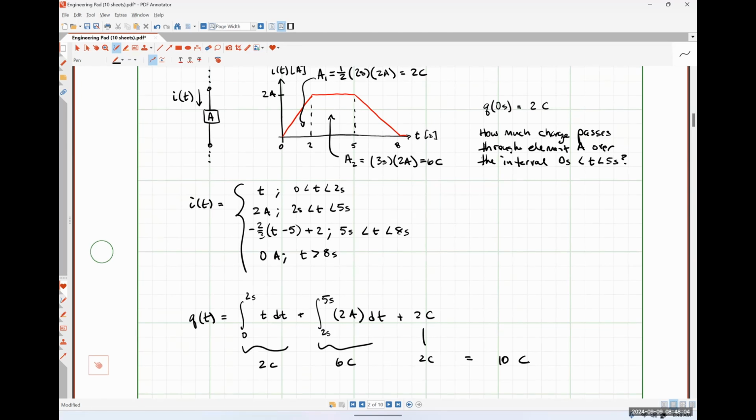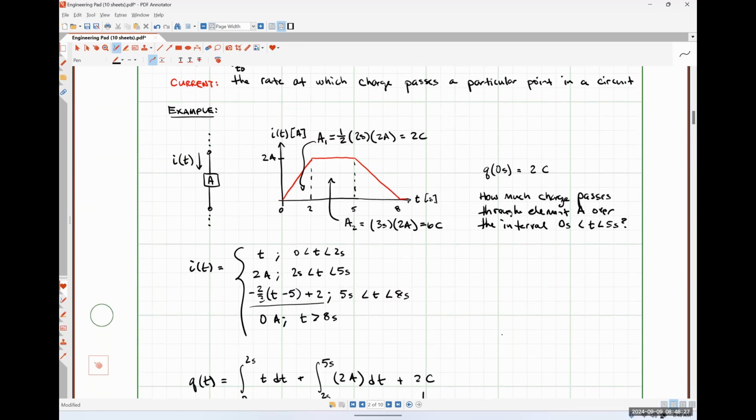All right, so any questions on current and charge conceptually? Yes, sir. So on the I equals T, can you explain the beginning of the third line from 5 seconds to 8 seconds, why you wrote that first part? This bit right here? Yes, sir.